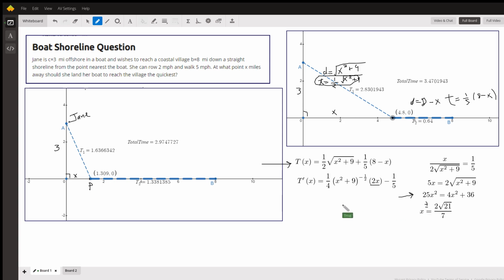We can reject the minus solution for two reasons. First of all, it doesn't satisfy this equation. And second of all, we're not talking about a negative distance.